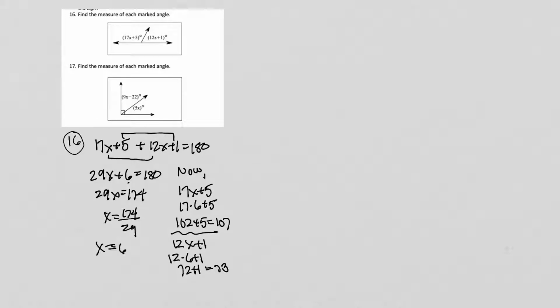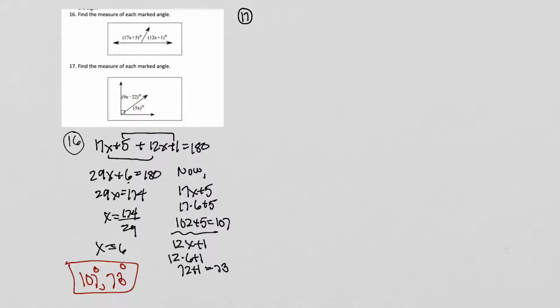So it says find the measure of each angle. So I'm going to write that right down here. I'm going to say that the angles are 107 degrees and 73 degrees. Now, back in 16, these two angles, if that was a straight line, a straight angle, these two angles added up to 180. Now, in 17, that square right there means that this is a 90-degree angle. And two angles that add up to 90 are called complementary. So complementary angles, we know, add up to 90.